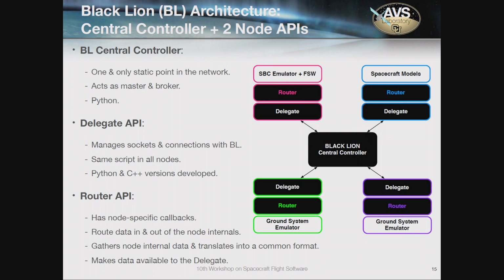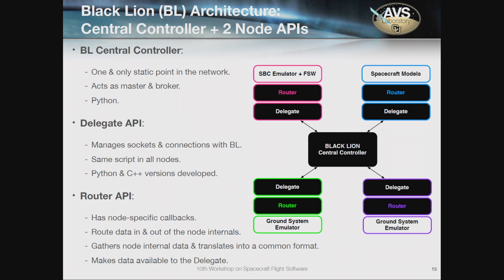So in order to achieve transport, translation, synchronization, and dynamicity of the connections, the strategy that we have chosen is the following. Black Lion is composed of a central controller and two APIs that are attached to each of the nodes. The central controller is the one and only static point in the network. It acts as a synchronization master and as a transaction broker between the nodes, and it's written in Python.